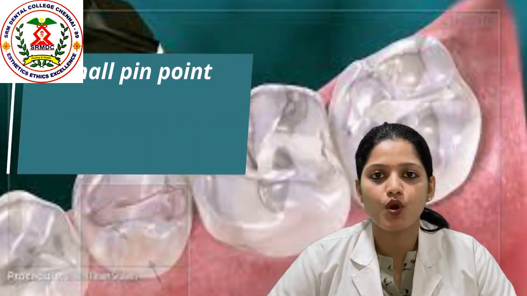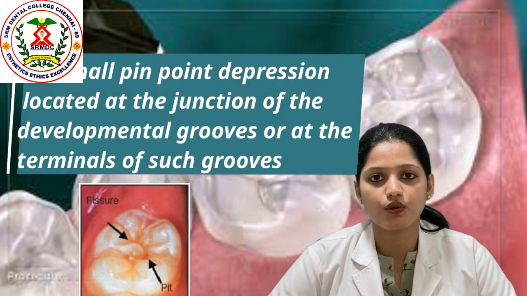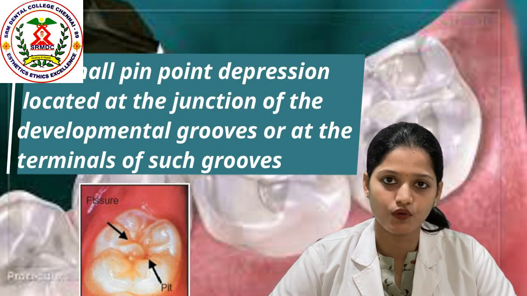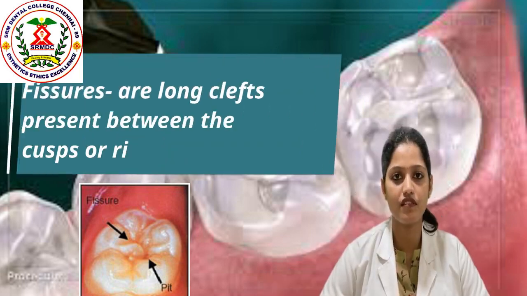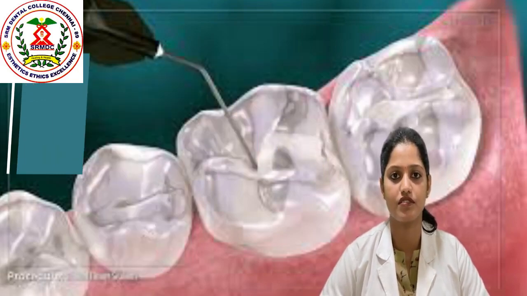A pit is nothing but a small pinpoint depression which is located at the junction of developmental grooves or at the terminals of such grooves. Whereas fissures are long clefts present between the cusps or the ridges.